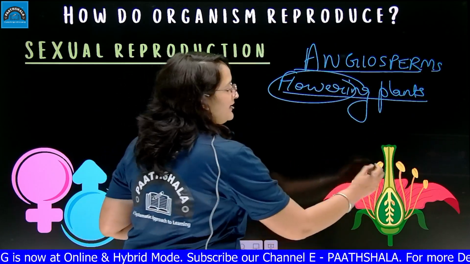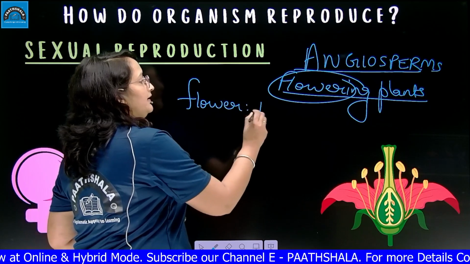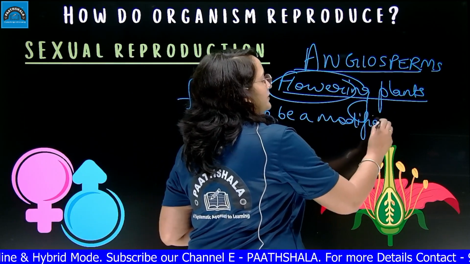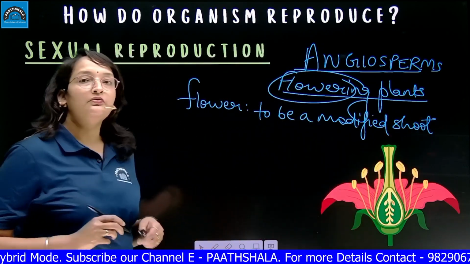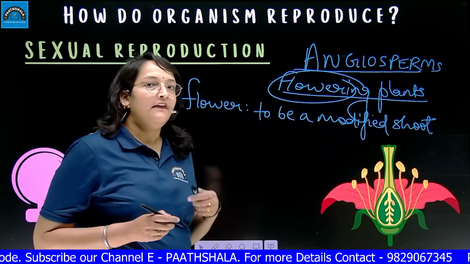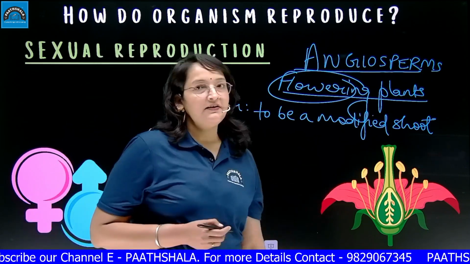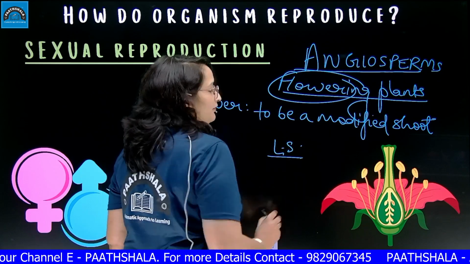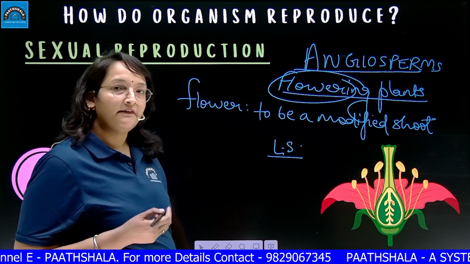Flower, as you can see here in the picture, is called a modified shoot. The shoot of the plant body is modified into a flower for sexual reproduction. At the time of sexual reproduction only, the axillary buds get modified in the form of flower. Now, what structures do we generally see in a flower? For that, we have to do a longitudinal section of a flower. In the longitudinal section of a flower, we will observe certain floral parts.